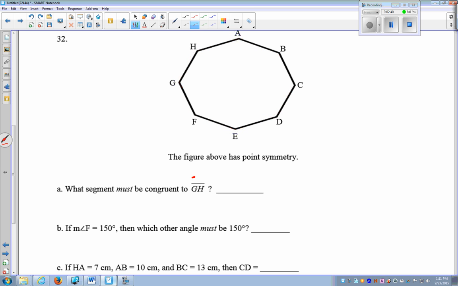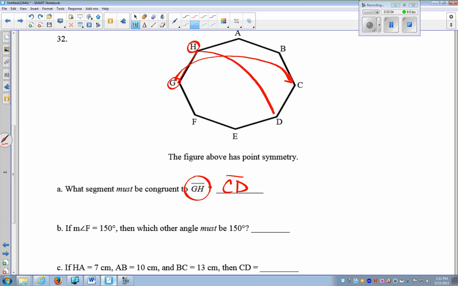So we're trying to figure out what letters go with what when I rotate this guy 180 degrees. We're trying to figure out what is congruent with GH. So if I rotate 180 degrees, G will map to point C, or angle C, and H will map to D. So the answer was segment CD.